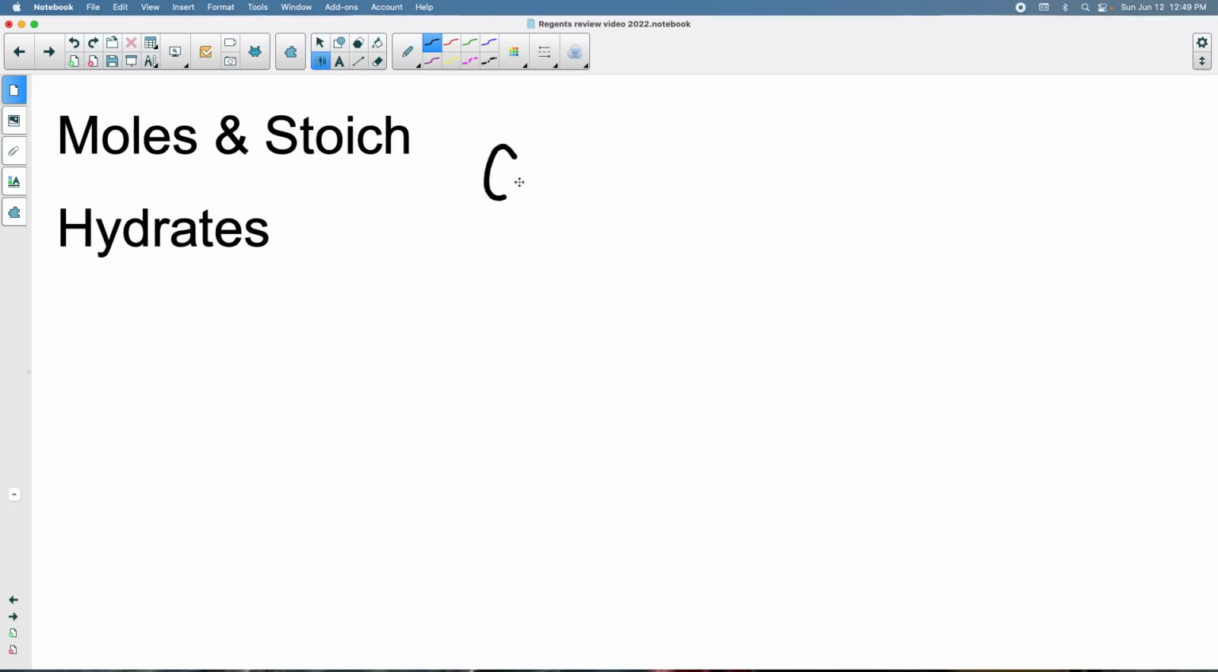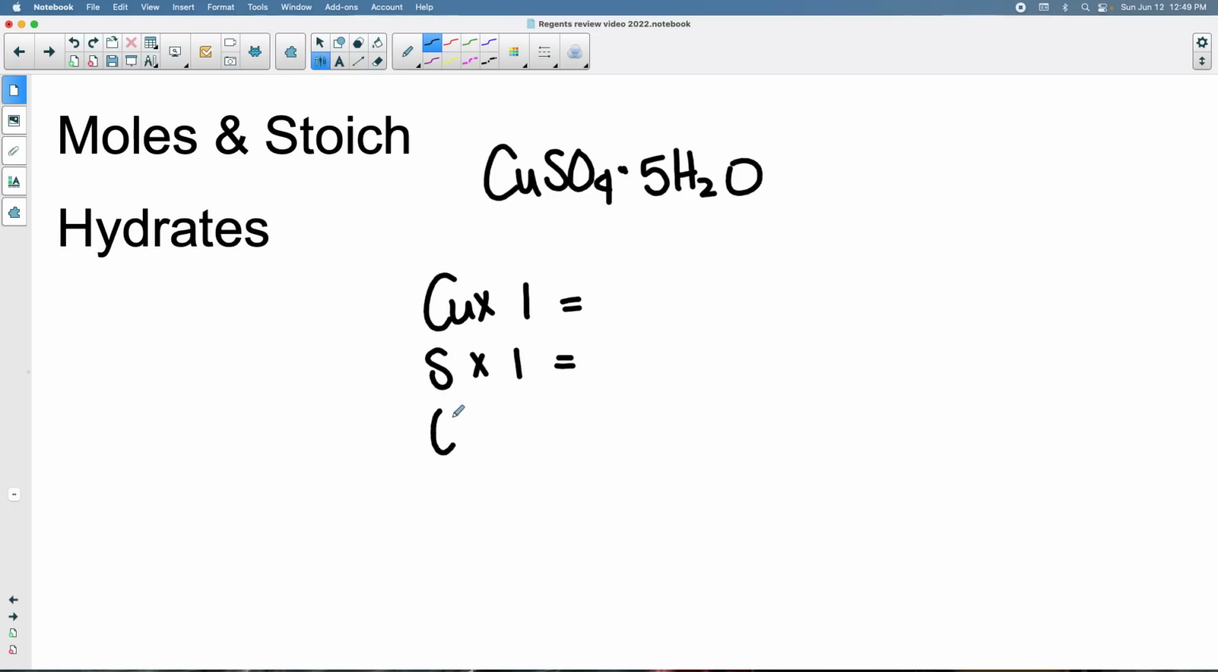Hydrates, for example, CuSO4 5H2O. Maybe you're being asked to find the percent water by the formula. In that case, you just find the gram formula mass, which is going to be what, 63.5?